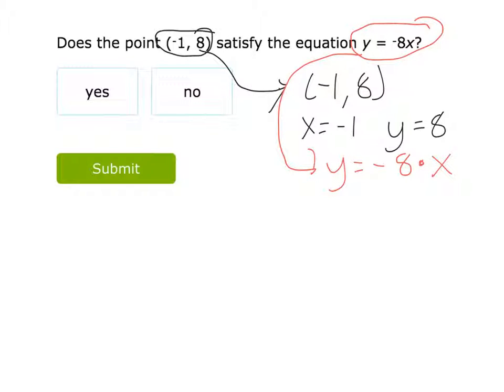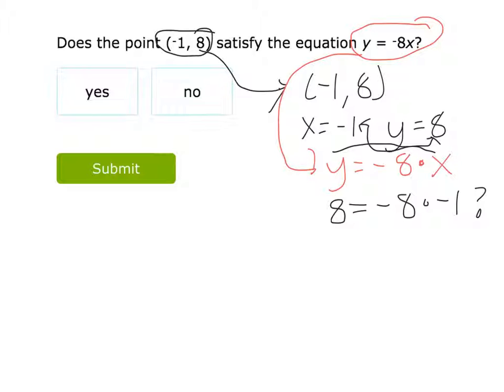Alright, let's plug everything in and see how lovely it works out. We know that y has to be 8. So we're going to put an 8 there in place of the y, equals -8 multiplied by x, which is going to be -1. Question mark. I don't know if it's going to work.